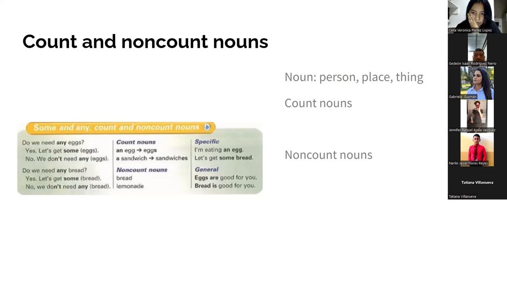Una cosa también que tenemos que tener en cuenta es que para los contables sí se les puede pluralizar. Quiere decir que sí se les puede agregar una S, ¿ok? Y a los no contables, no se les puede agregar S, ¿ok?